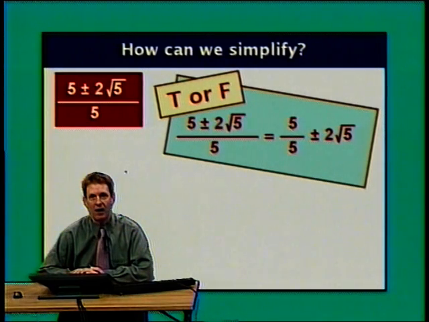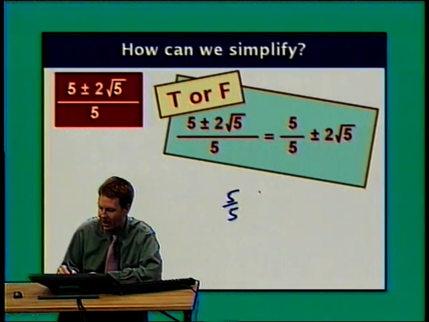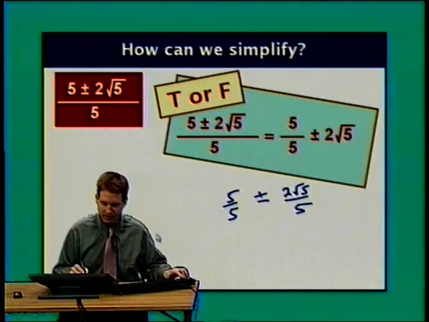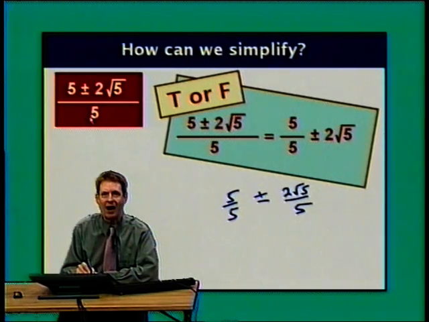Well, we need to ask ourselves a question. Does 5 plus or minus 2 square roots of 5 over 5 equal 5 over 5 plus or minus 2 square roots of 5? And the answer is no, it doesn't. Because if I were to split this up into 2 fractions, each fraction would need to have a denominator of 5. I'd have to write this as 5 over 5 plus or minus 2 square roots of 5 over 5. So the first occurrence of 5 in the numerator does not simplify with the 5 in the denominator.